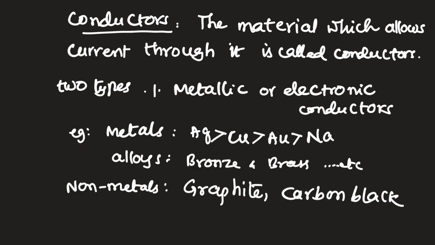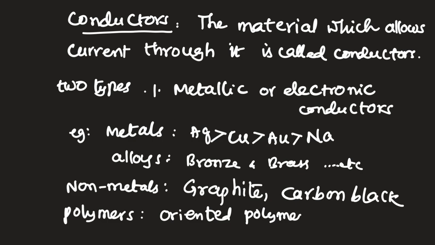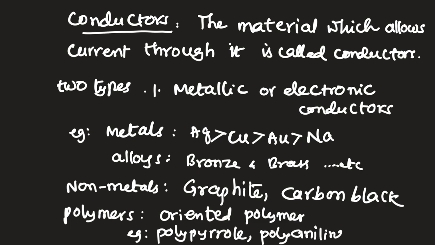Some polymers, not all polymers, only some polymers, only oriented polymers. Oriented polymers are good conductors. Example, polypyrrole, polyaniline, polythiophene.